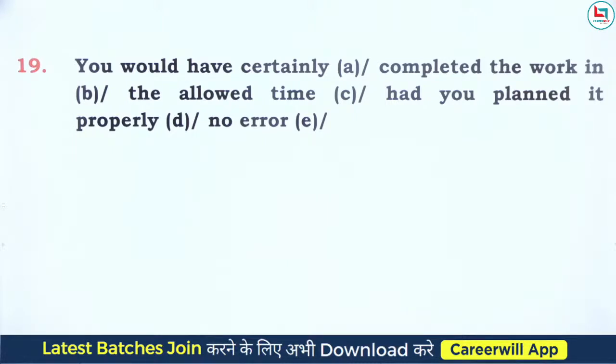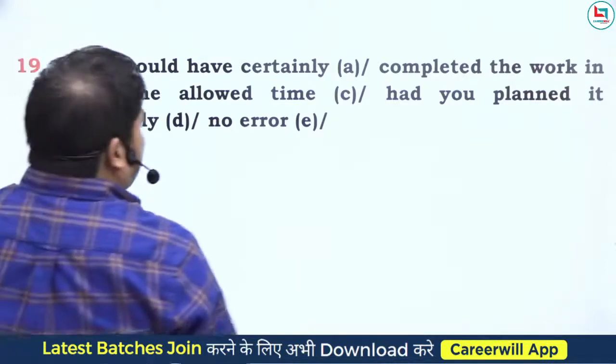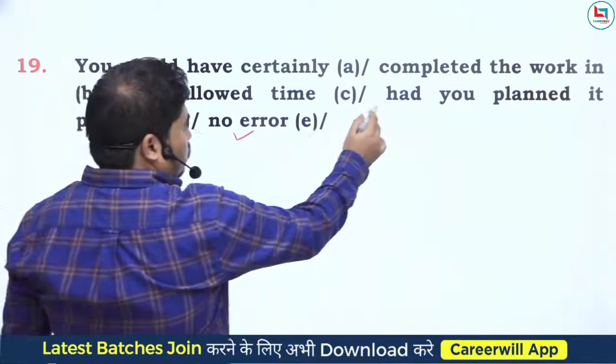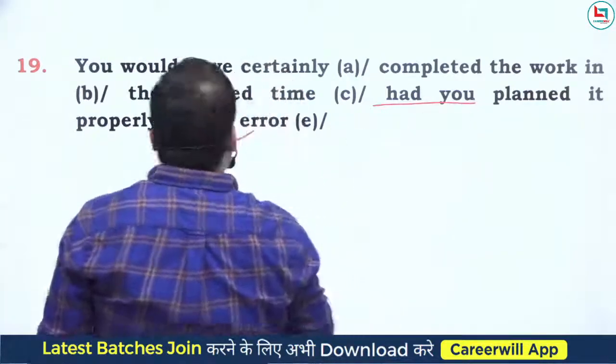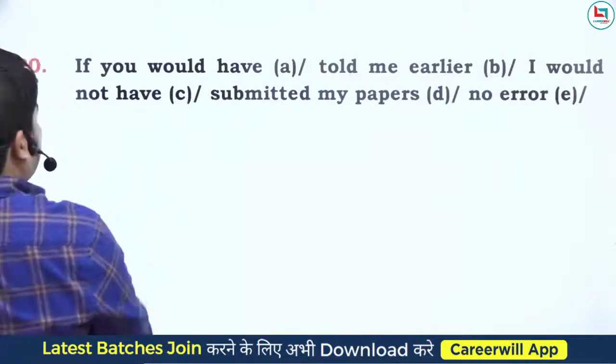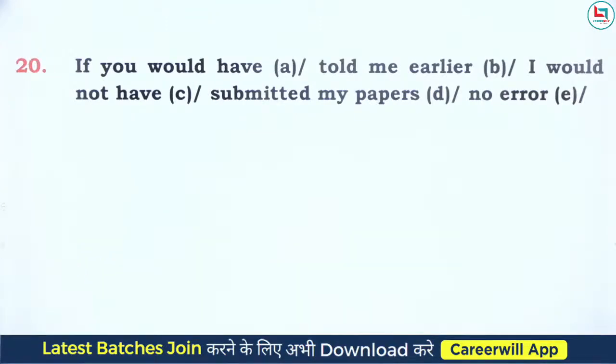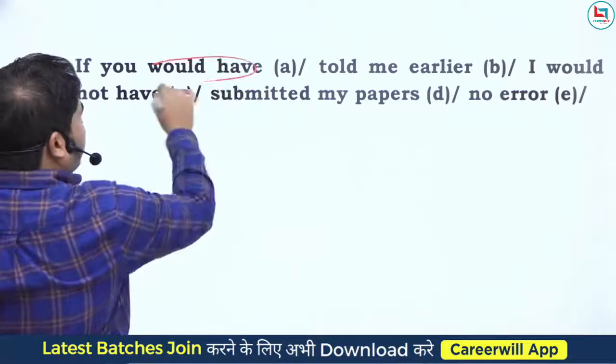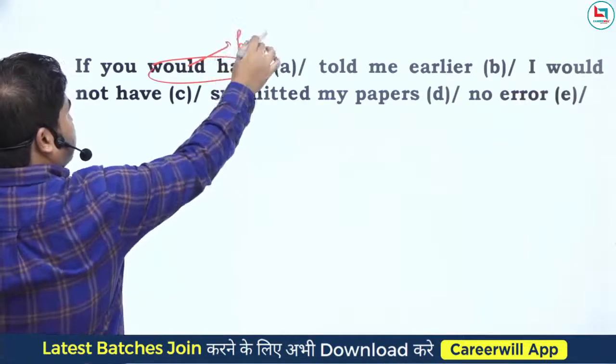So there is no error at all. You would have certainly completed the work in the allowed time had you planned it properly. So there is no error. This one is if wala clause. If you would have told me earlier, I would not have submitted my papers. If you had told me earlier.